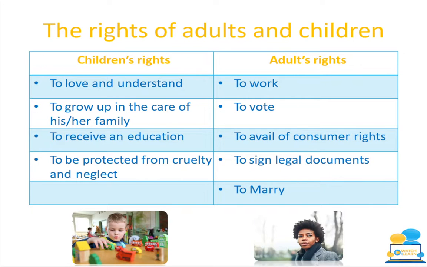Adults' rights, as you can see, do differ. They have the right to work. They have the right to vote once they turn 18. They have the right to avail of consumer rights, which you learn more about in the consumer chapters. They have the right to sign legal documents, for example, when applying for a car loan or a mortgage. They have the right to marry, so it's their right. And it was only a couple of years ago now that they changed the laws surrounding marriage, which now means that women can marry each other and men can marry each other. So they're trying to be more inclusive for LGBTQIA+ rights.